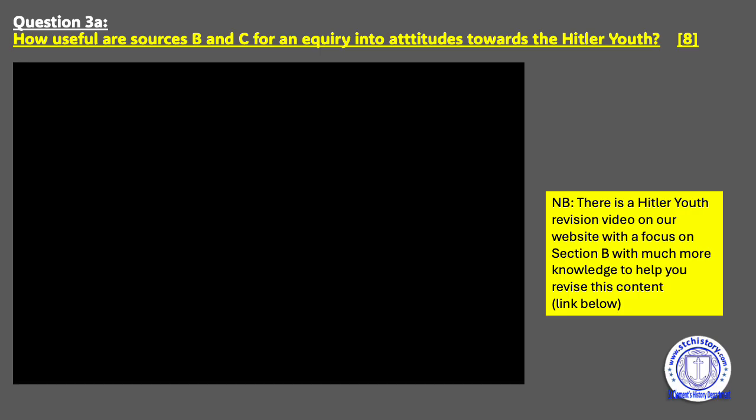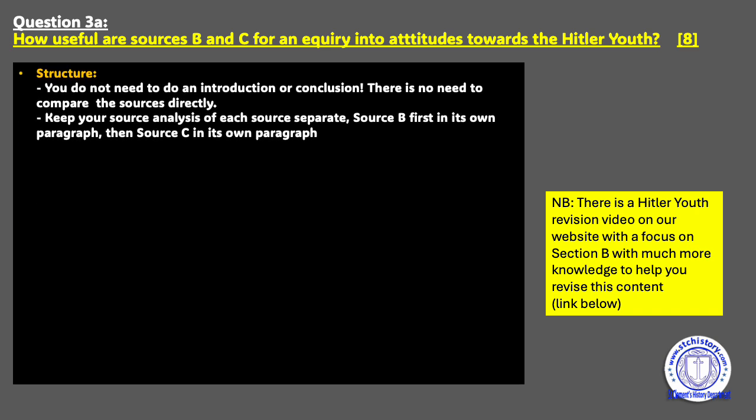So how useful are sources B and C for an inquiry into attitudes towards the Hitler Youth? That's what we need to keep looking at, is attitudes towards the Hitler Youth. So our structure: no need for an introduction or conclusion, no need to compare the sources, say B is more useful than C. Don't do any of that.